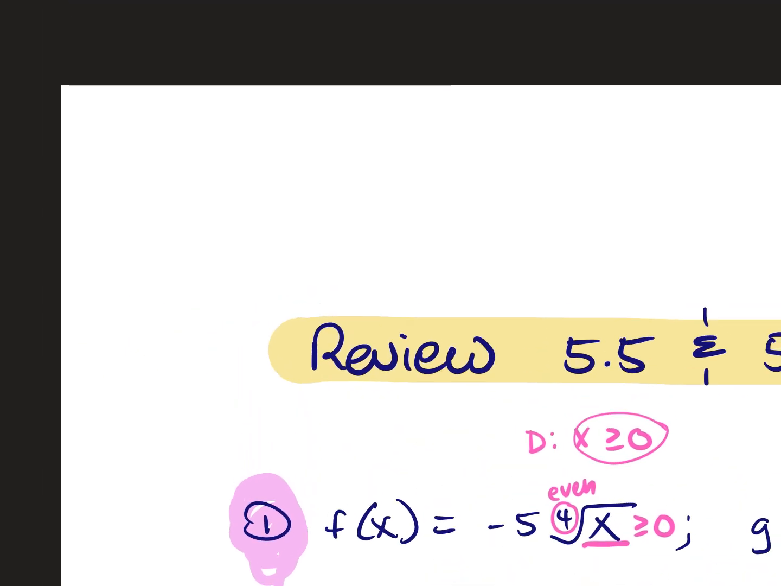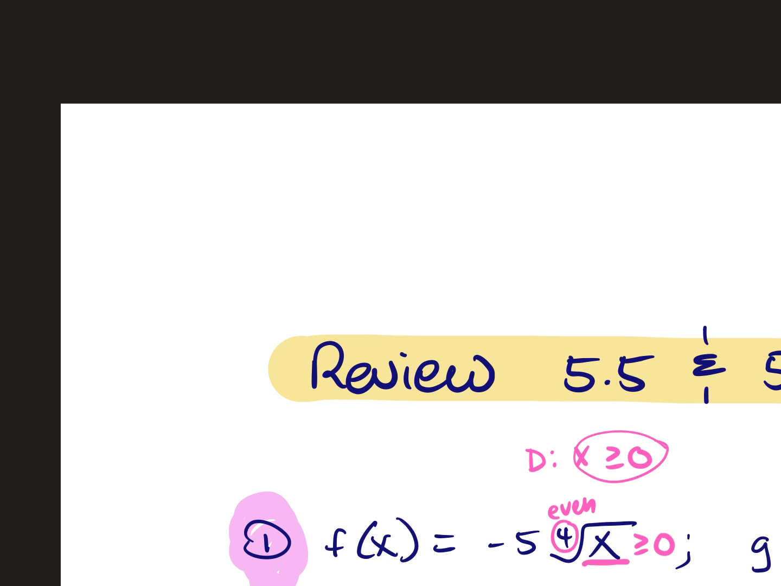What if I had something like x squared plus 2x plus, let's say, 4x cubed? What would our domain here be? All real numbers. Why? Because we don't have any radicals, don't have any fractions as exponents, so it would just be all real numbers.